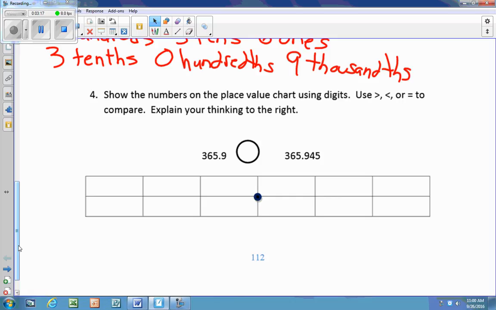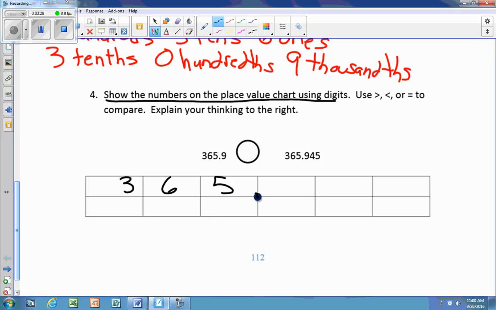Next, we have to show the numbers on the place value chart. That's the first direction, so I need to make sure that I follow that direction. So I'm going to fill the numbers into the place value chart where they go using this decimal right here. And then it's telling me to use the inequality symbols of is greater than, is less than, or equal to compare. And then it says explain your thinking to the right.